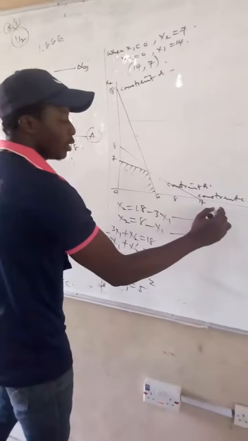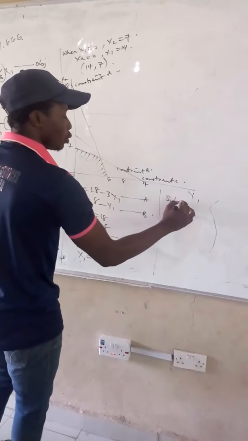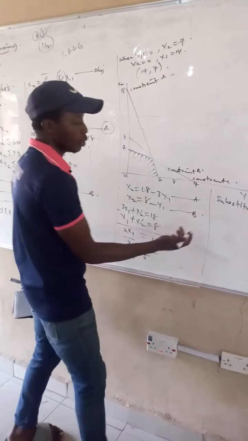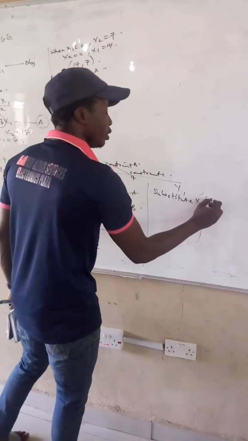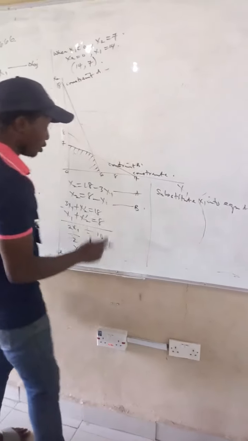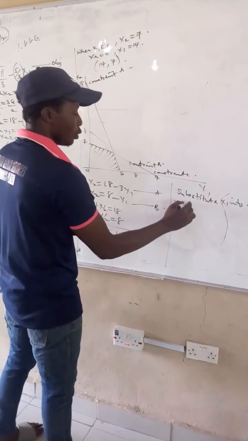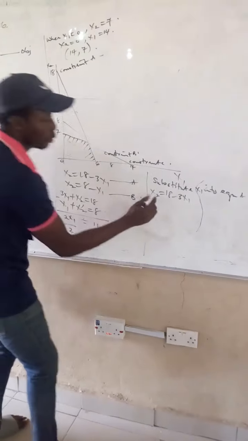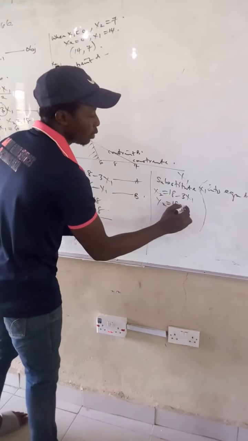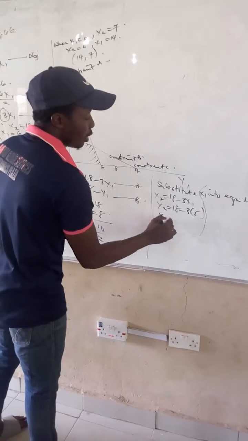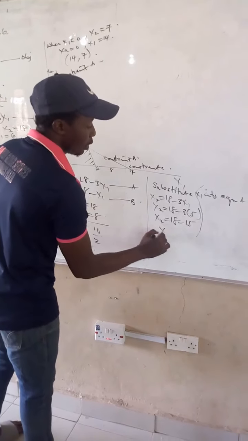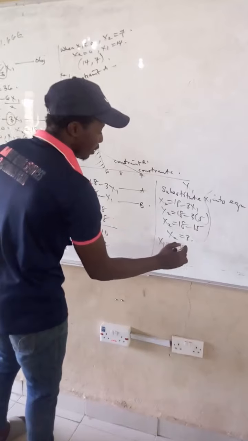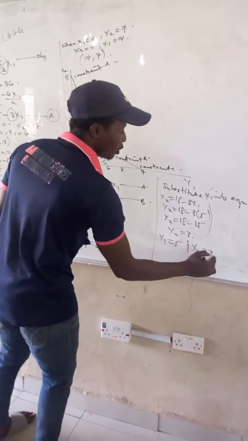So from this side, we can just substitute x1 into any of the equations. Let's pick equation A. Equation A, x2 equals 18 minus 3x1. So we substitute x1, which is 5, into this. So we have x2 equals 18 minus 3 times 5, so x2 equals 18 minus 15. So x2 equals 3. So from this point, we have x1 equals 5 and x2 equals 3.